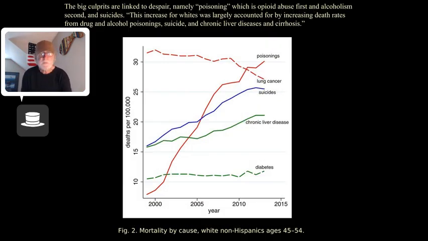Let's just get to the meat of it. Why were they dying? I looked at the causes of mortality for these people. What do you see? Poisoning. It's overdose. Suicide. Chronic liver disease associated with alcoholism. Poisoning is overdosing, opioid, etc. What the hell's going on here?